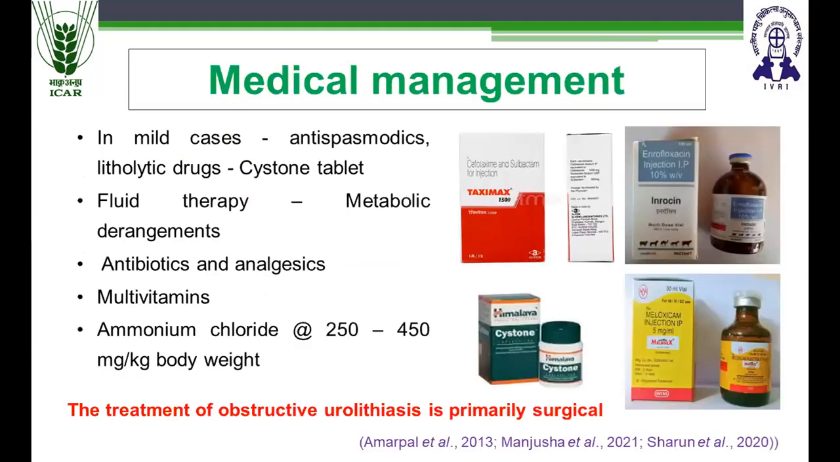So moving on to the medical management. In mild cases or freshly presented cases, we can go for an antispasmodic like Cyclopam or any lithotripsy drugs like Cystone tablet. In order to treat the metabolic derangement, hyperkalemia, hyponatremia, and hypochloremia, first we have to stabilize the animal using fluid therapy. Then a very broad spectrum antibiotic. It is a very painful condition for the animal, especially in case of urethral obstruction, so analgesic has to be given. Multivitamins to support healing, and ammonium chloride. Since most of the literature has reported struvite as the calculi, I have mentioned the urinary acidifier ammonium chloride, which has to be given at a dose rate of 250 to 450 mg per kg body weight, as medical management we used to give here.